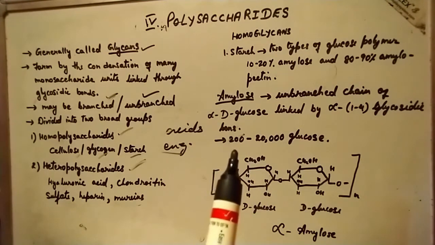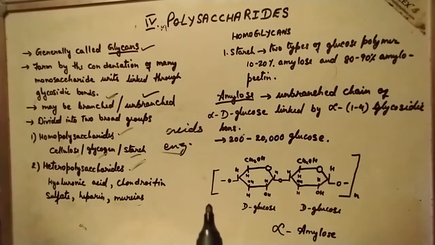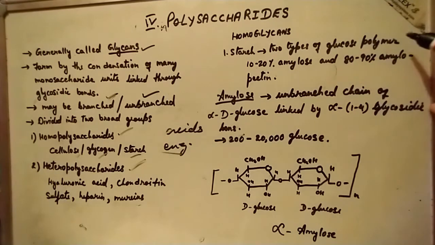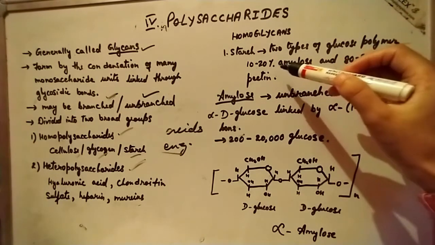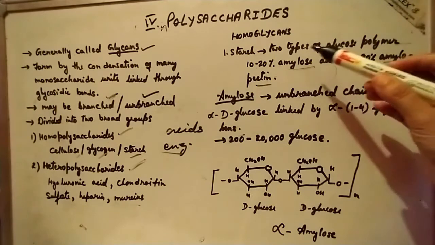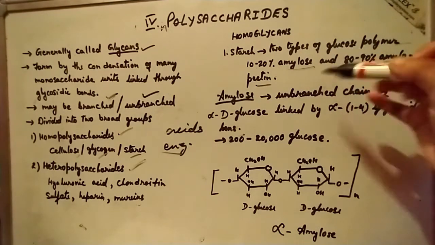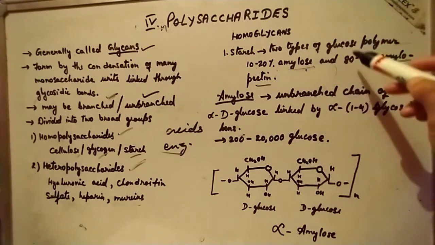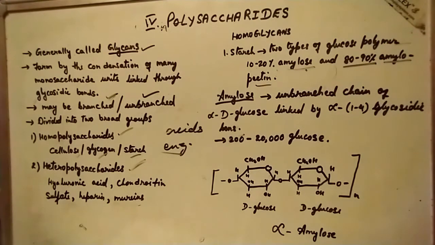Starch is the most important storage polysaccharide in plants, and it consists of two types of glucose polymer, and those two types are amylose and amylopectin. Natural starch has about 10 to 20% of amylose and about 80 to 90% of amylopectin.